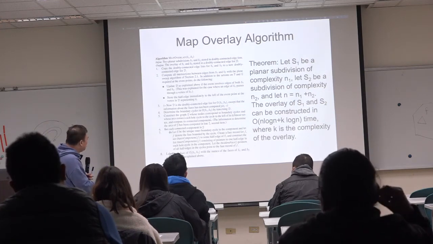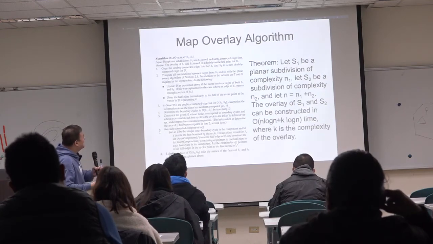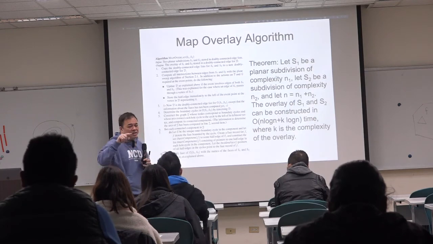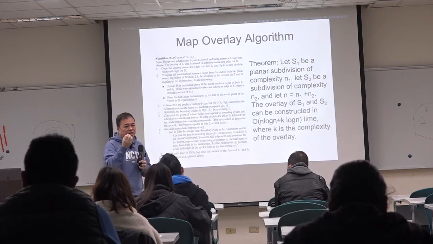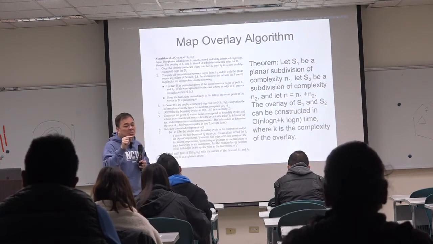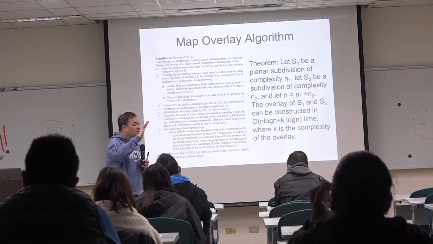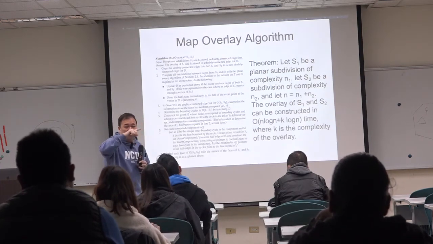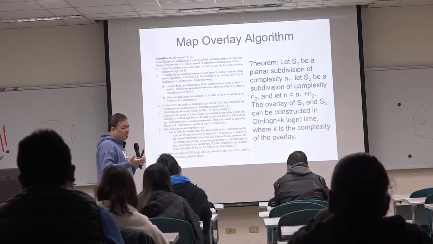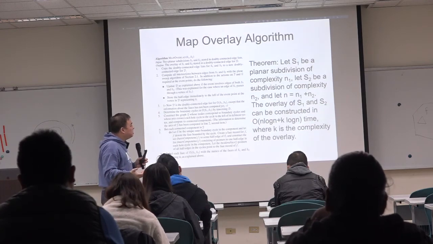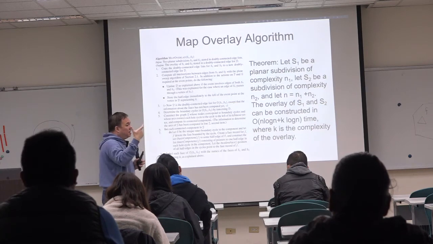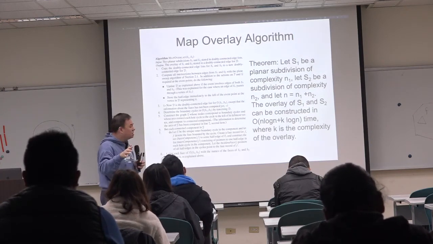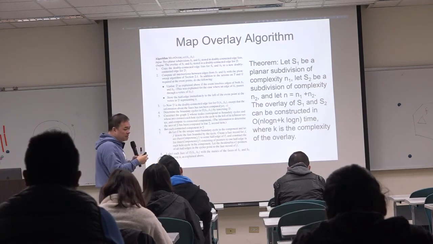But I'm not going into the details. The basic idea I already explained. So the time complexity of this algorithm has something to do with the total degree of the vertices. The total degree of all the vertices is n. Remember, we talked about that, right? And that n is linear in the number of segments plus the number of intersections. So it's not going to raise the time complexity.